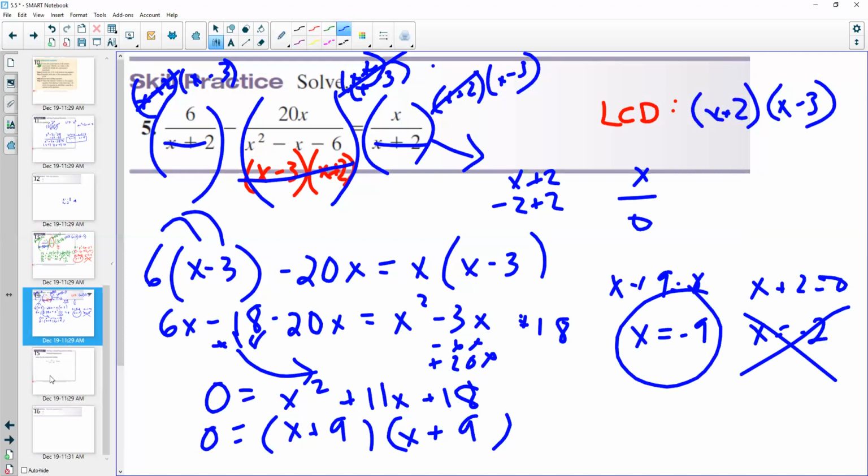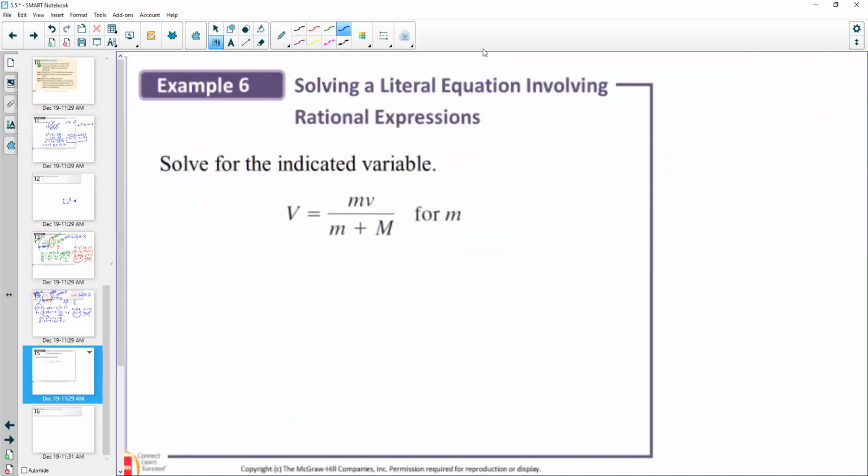All right, one more idea in here. The last idea is sometimes we have to solve for a particular variable. So in this case, I want to solve for little m. The process that we use to get there is not vastly different from what we've done to the moment, okay? Slightly, but not a lot.